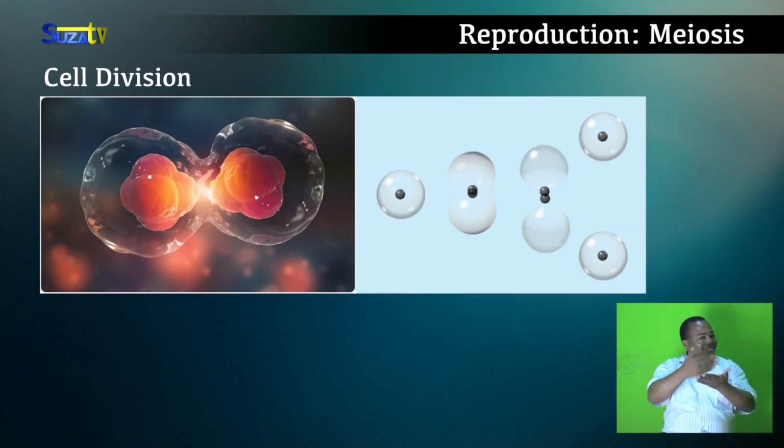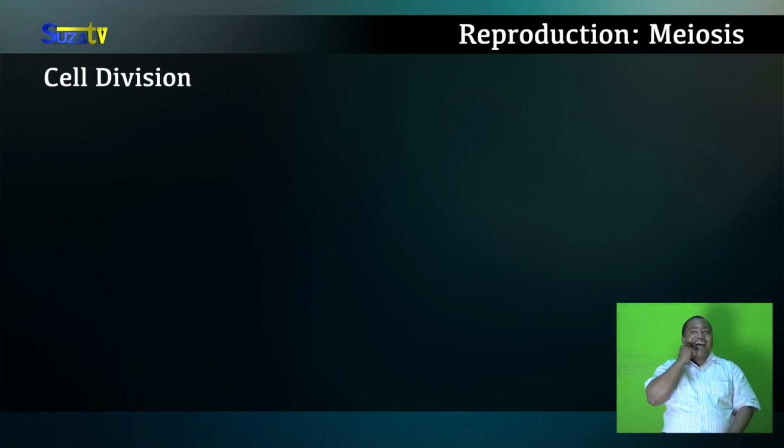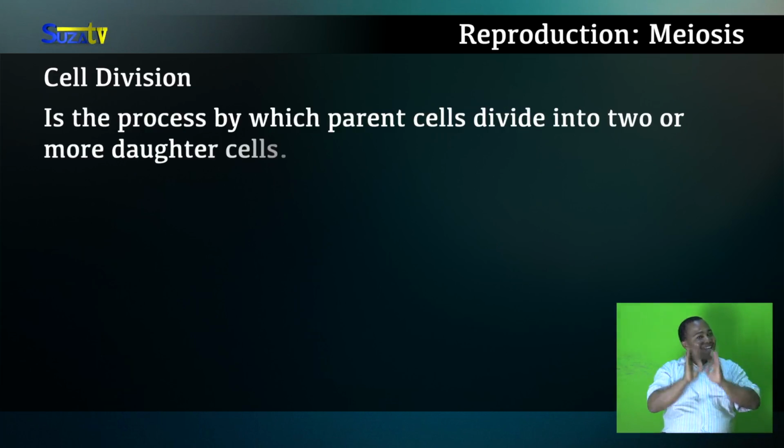Yes, Rashid? Try, please. Good. For good trying, you tried your best. Cell division is the process by which parent cells divide into two or more daughter cells.